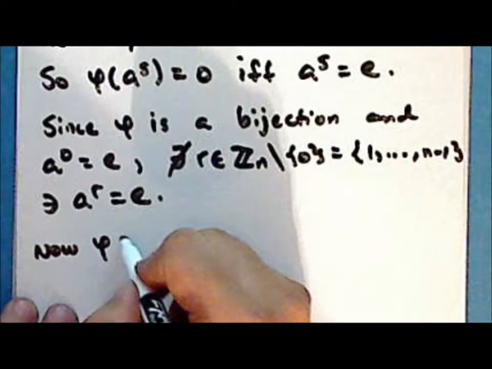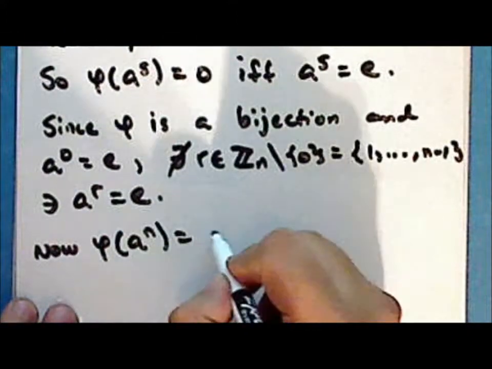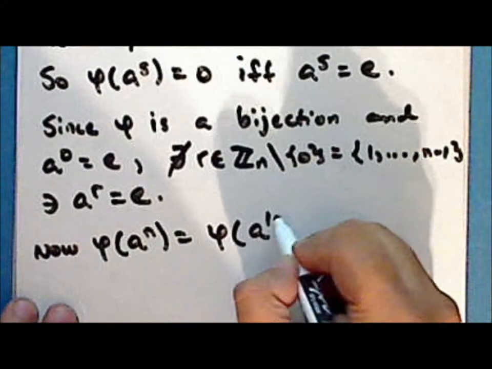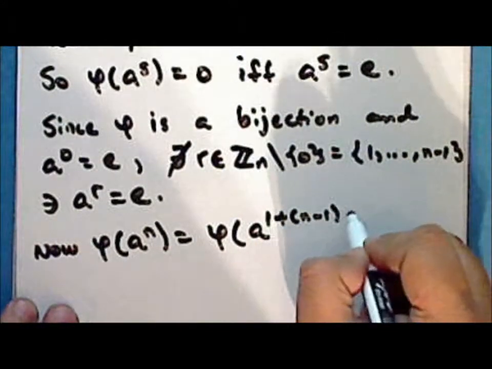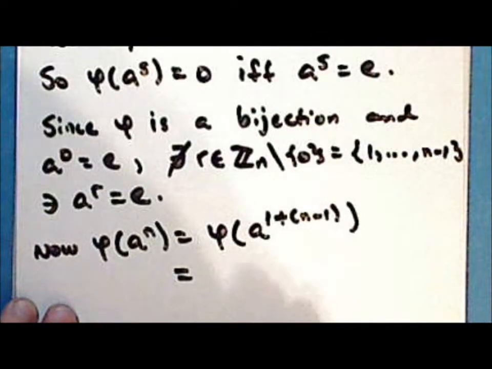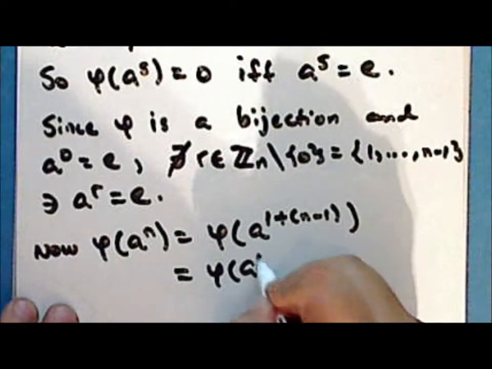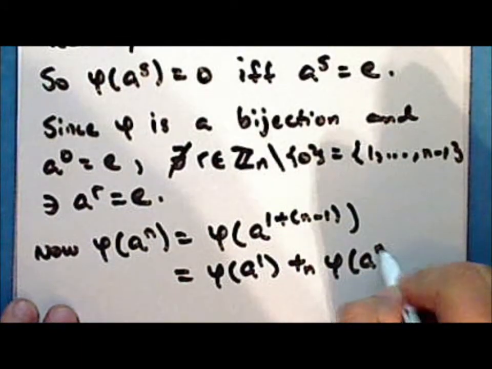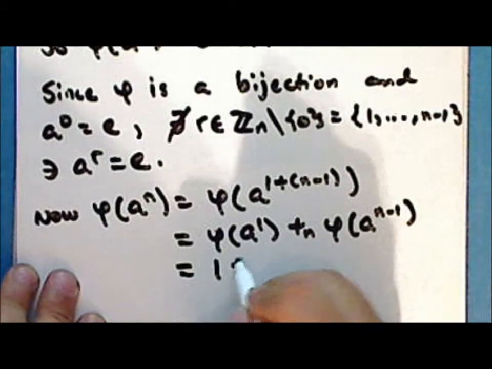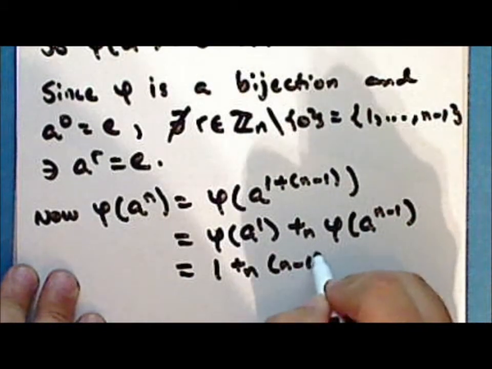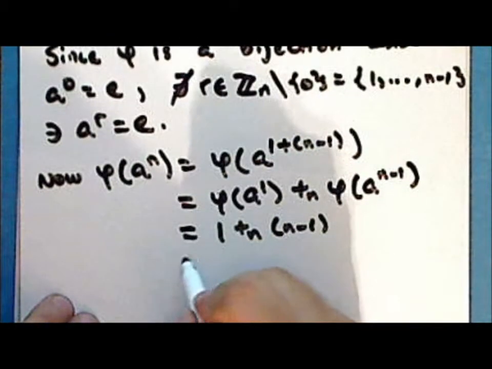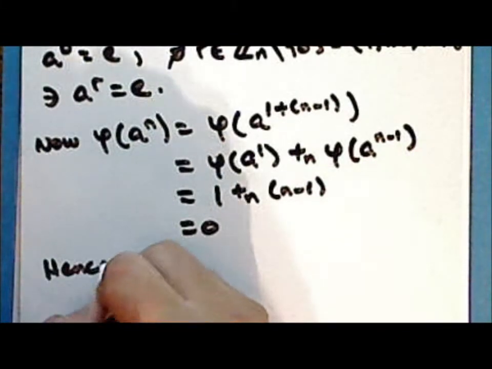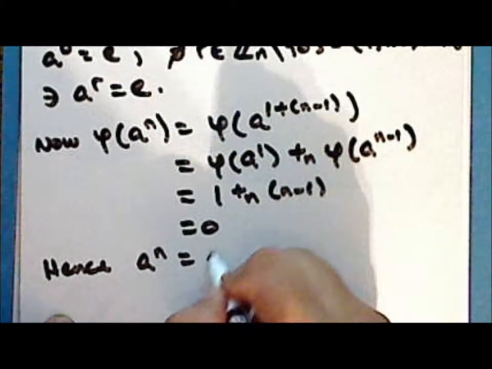Now, phi of a to the power of n is phi of a to the power of 1 plus n minus 1. And so this is phi of a to the power of 1 plus phi of a to the power of n minus 1 modulo n, which is 1 plus n minus 1 modulo n, which is 0 modulo n, and hence a to the power of n is the identity.